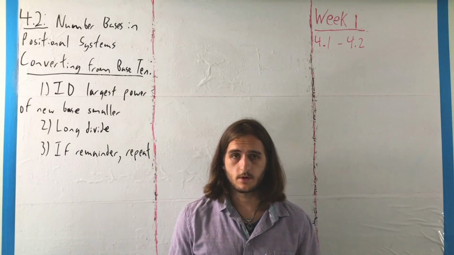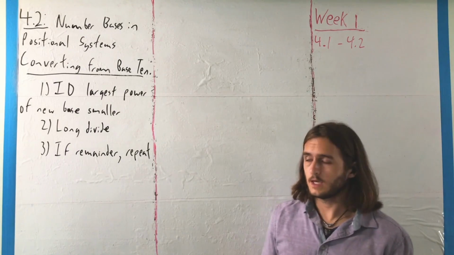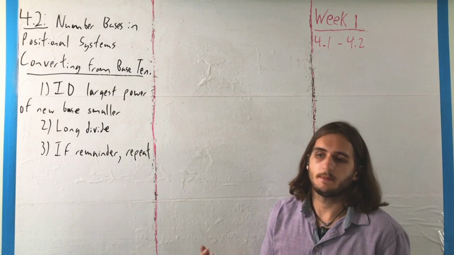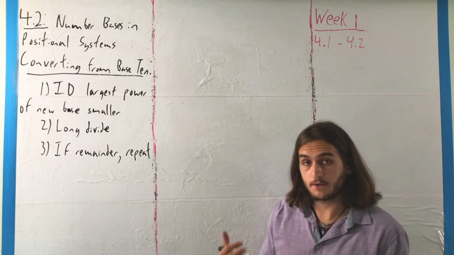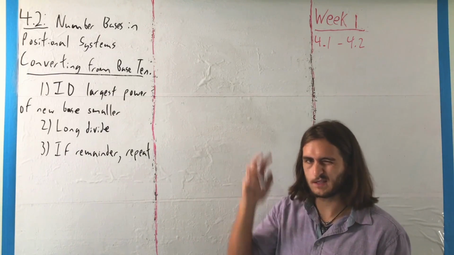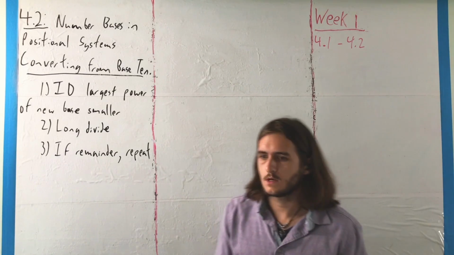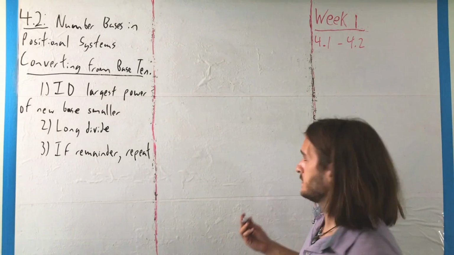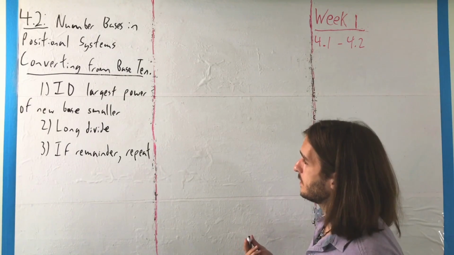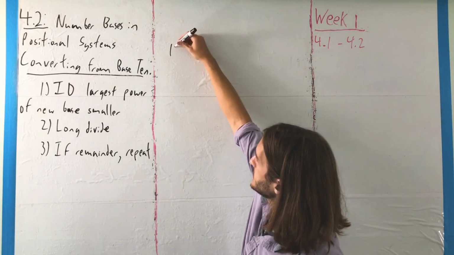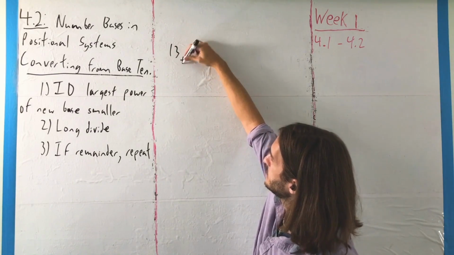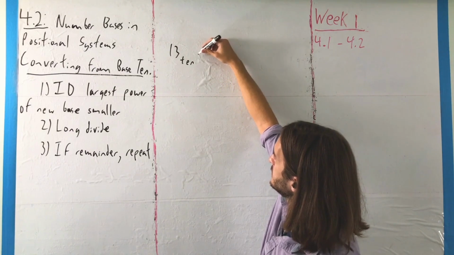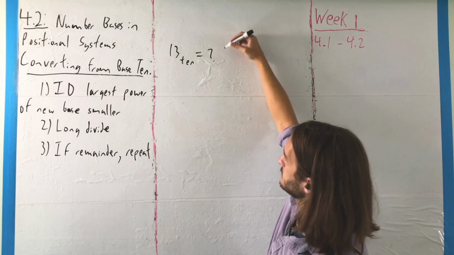Essentially, whenever we're converting from base 10 to some other base, the main thing you have to think about is how the pieces are going to fit together. Pieces, you kind of have to put in scare quotes. So let's say, for example, that I wanted to convert 13 in base 10 to something.